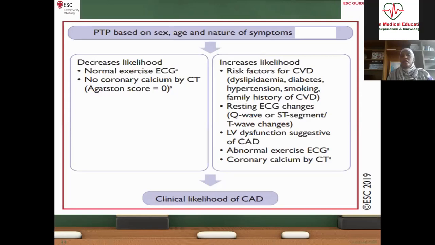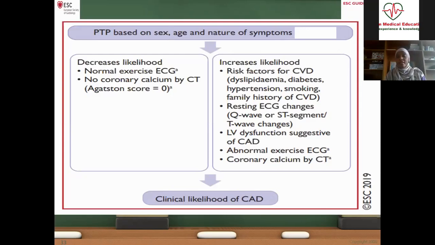Those who have dyslipidemia, diabetes, hypertension, smoking, family history of cardiovascular disease or coronary artery disease, those with resting ECG changes like Q waves, ST segment depression, T wave changes, are likely to have an underlying coronary artery disease, and also those with LV dysfunction, abnormal exercise ECG, or a high CT coronary calcium score, though it's not the main test to provide the likelihood for coronary artery disease.